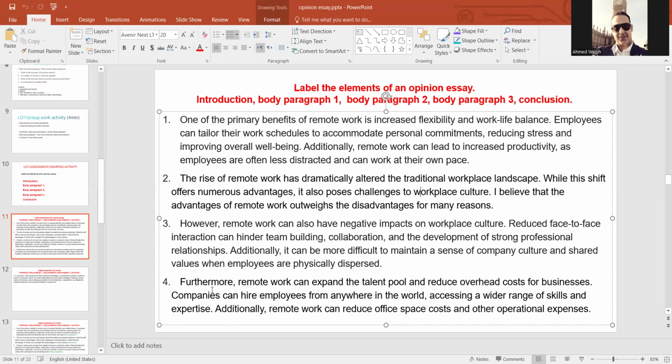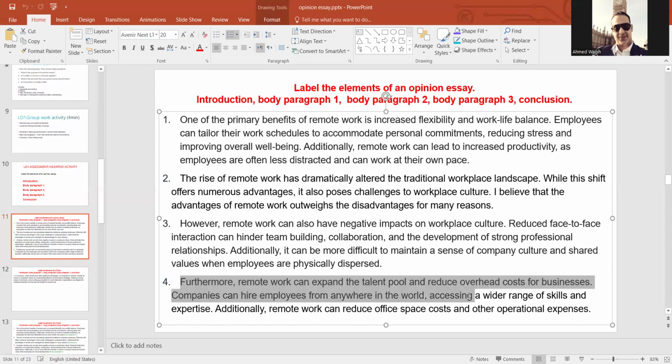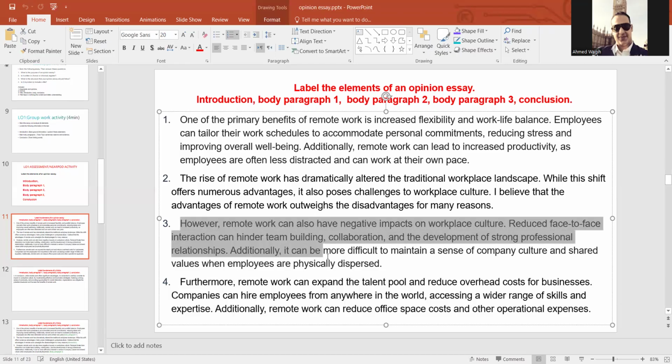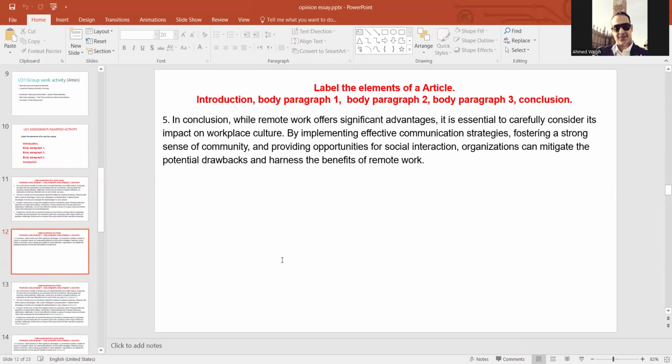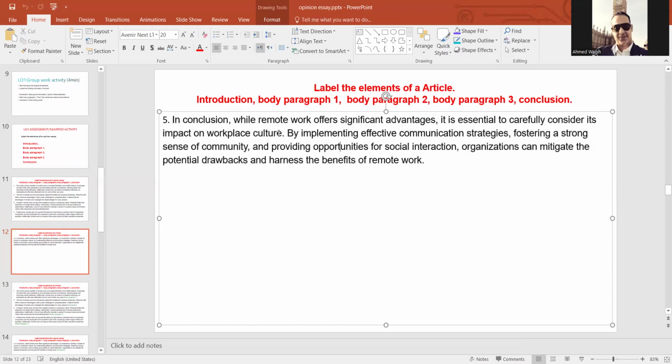Can I start with furthermore? No. However? No. So, one of the primary benefits is blah, blah, blah. Then, furthermore is adding one point now. The opposing point of view starts with what? However. This is the third body paragraph, which is paragraph four. And the final one will be this paragraph, the conclusion, because it has in conclusion, summarizes and mentions your opinion again.